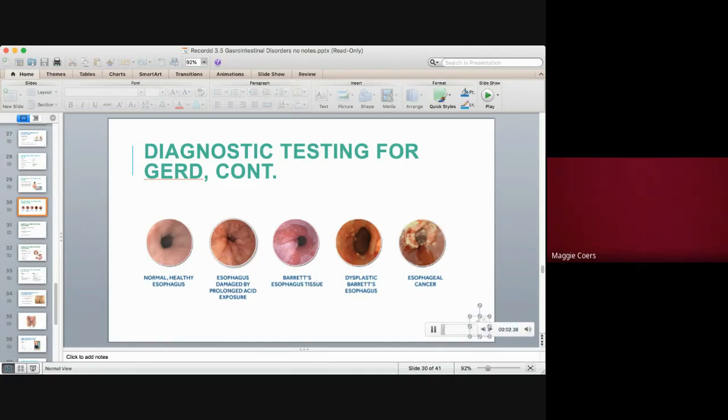So this is what the esophagus looks like if we do an EGD. The first picture there on the left is really a healthy esophagus, what an esophagus should look like. And then it kind of progresses with that chronic inflammation and ends with esophageal cancer in the very last picture.